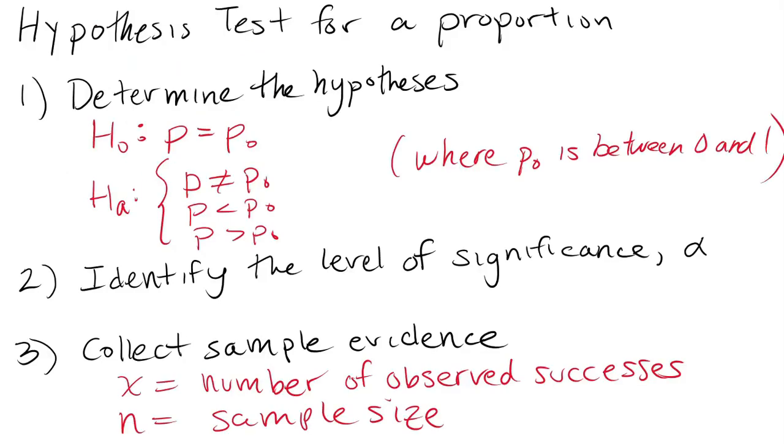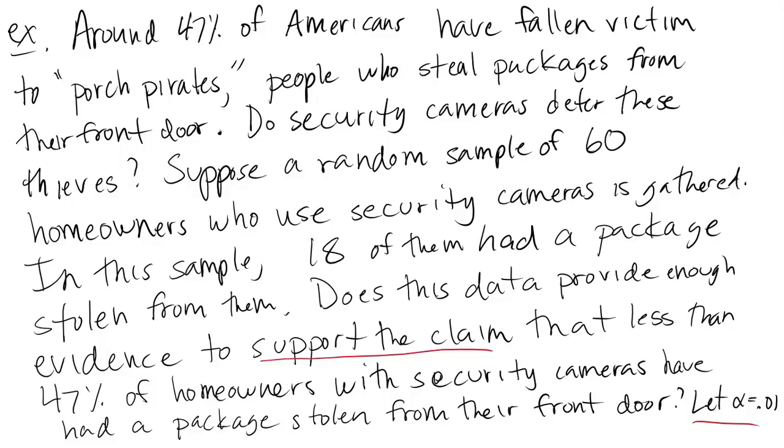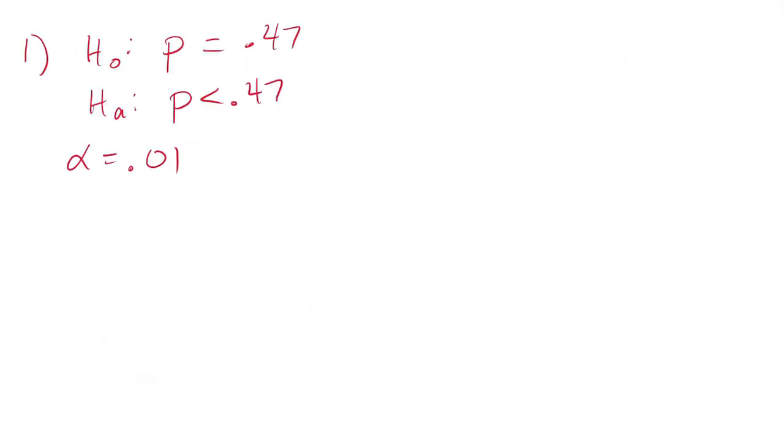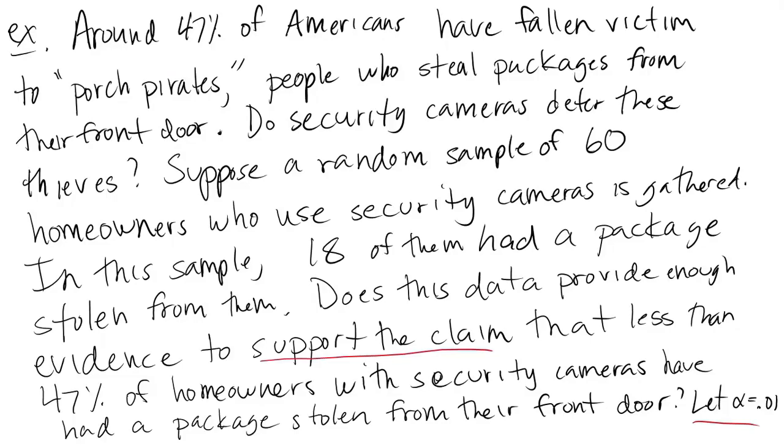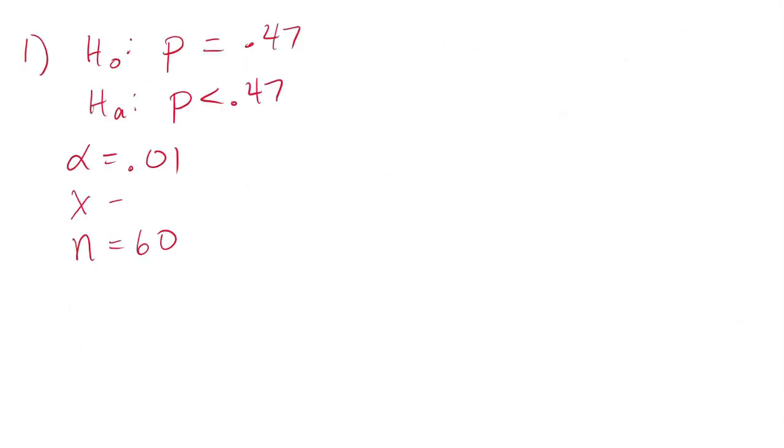Step 3, we collect the sample evidence. When you're doing a hypothesis test for a proportion, you need the number of observed successes and the sample size. We were told that there was a random sample of 60 homeowners, so N is 60. And in that sample, 18 of them had a package stolen from them. Now, I know that doesn't sound like a good thing, so calling that a success sounds weird. But remember, a success isn't a good, joyful, happy thing. A success is just the outcome that you are interested in. And we're talking about homeowners with security cameras who've had packages stolen, so stolen packages would be a success. So there are 18 successes. So X is 18, N is 60.